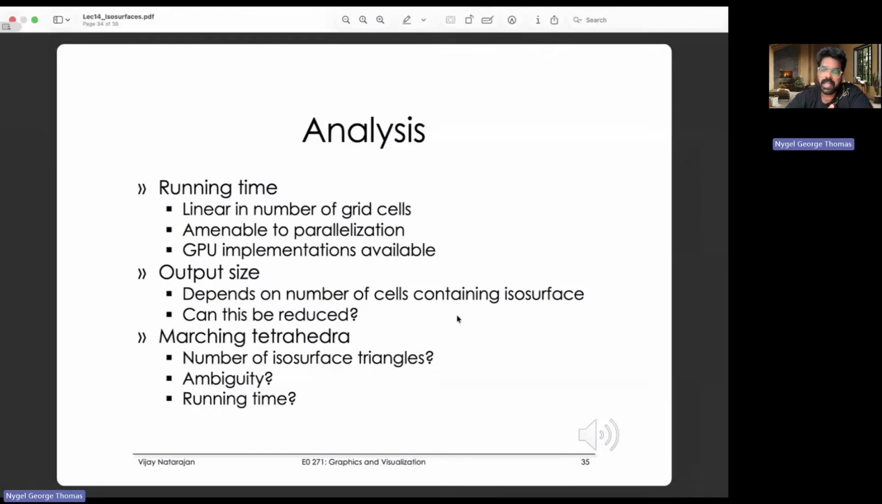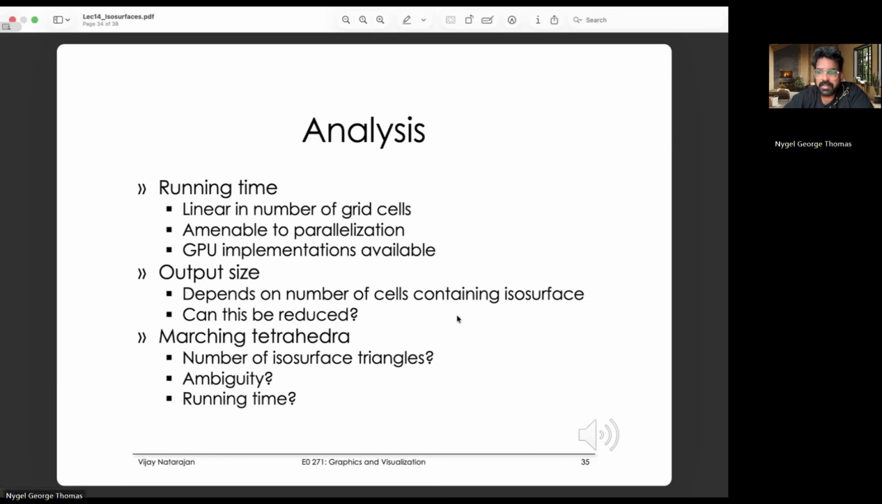Now let's look at the analysis of the marching cube algorithm. The running time of the marching cube algorithm is dependent on the number of grid cells. So we are running the algorithm through every grid and finding the corresponding isosurfaces for that particular grid. And so it's linear in the number of grid cells.